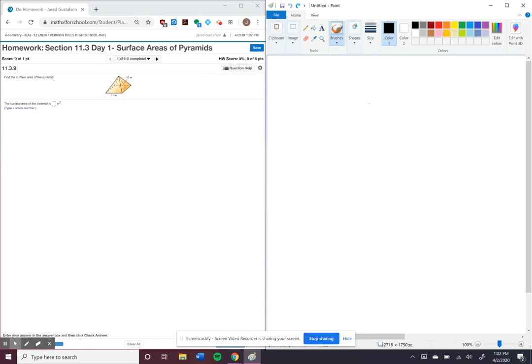So for my number one, you might have different numbers, but change them as necessary. Remember our surface area formula is 1/2 times the perimeter of the base times the slant height plus the area of the base. So the perimeter looks like we have a square pyramid.